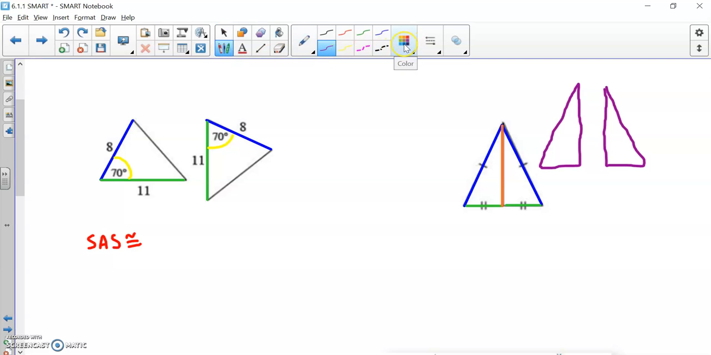So we don't have too many options here. We found three pairs of equal sides, so that means we have SSS congruence.